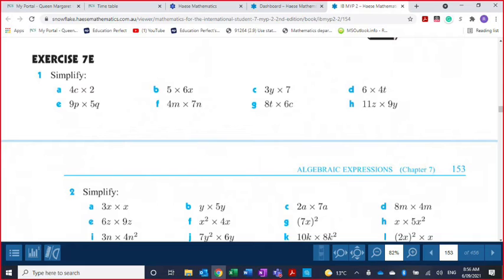Okay, so let's look at the first one, A. So we have 4C times 2. Now, be careful. We always need to identify the operation first. So our first step is, what operation do we have? And that's pretty easy here. What operation do I have there indicated by that X? Times. Times or multiplication, you bet.